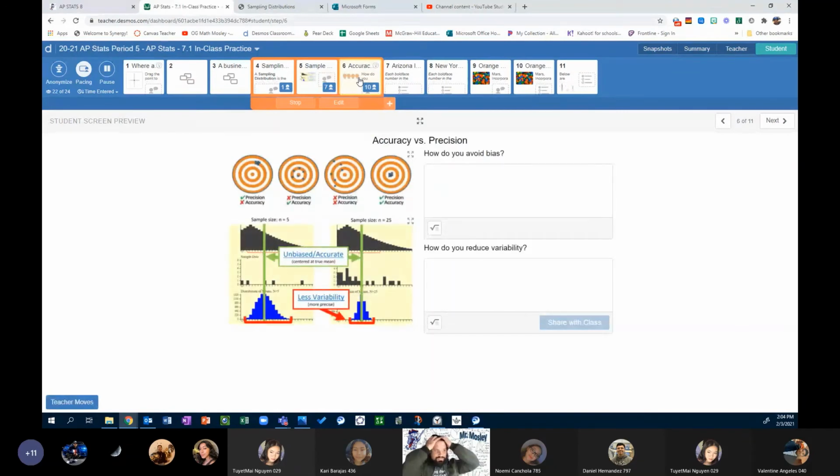Then we go to accuracy versus precision. We can avoid bias by taking a random sample, doing a simple random sample. We're using random sampling. However you want to word it, we need to sample randomly. That's the best way to avoid bias.